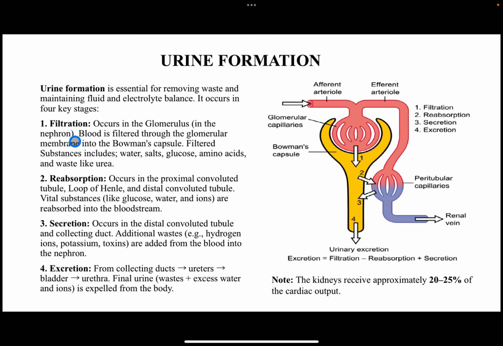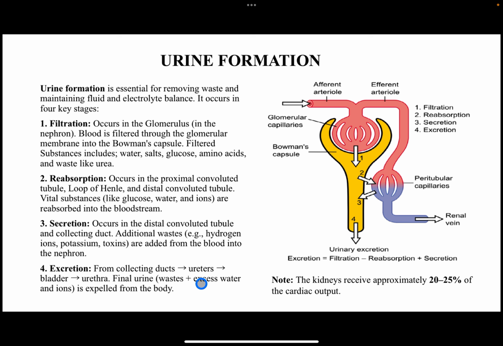This process is what we call urine formation. It involves 4 processes: filtration. And if you are describing formation of urine and you are not able to mention these 4 processes, your description is not complete. So urine formation has 4 processes: filtration, reabsorption, secretion, and then excretion. Now remember that the kidney receives approximately 20 to 25% of your cardiac output.